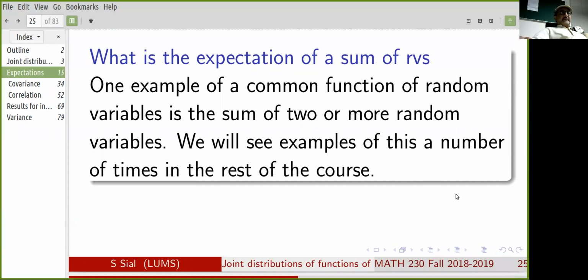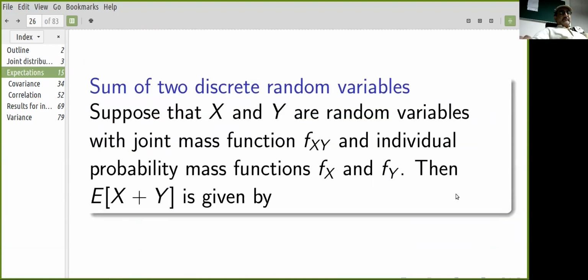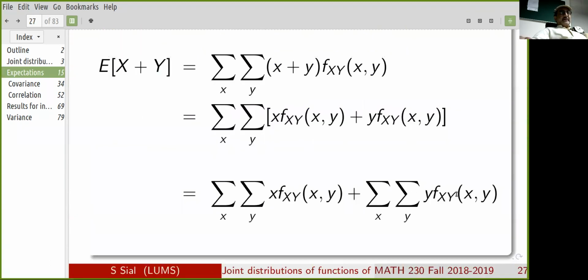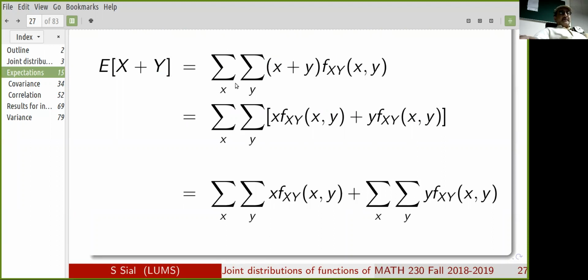What's the expectation of a sum of random variables? So X and Y are random variables. They have a joint PMF f sub X,Y. They have individual PMFs f sub X(x) and f sub Y(y). Then the expectation of X plus Y: well, we just start with the definition, sum over all the allowed values. Do a double sum over x's and y's that are allowed.